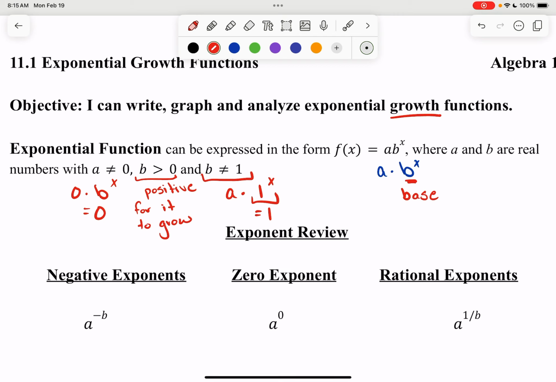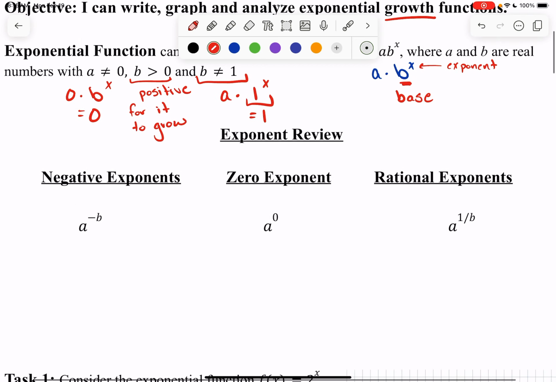Okay, so growth functions involve us knowing about exponents. b is what we call the base. x here is what we call the exponent. So this is different than the exponents we've done in the past. In the past, our x has always been the base. Now our x is not the base. Now our x is in the exponent. So the input is the exponent.